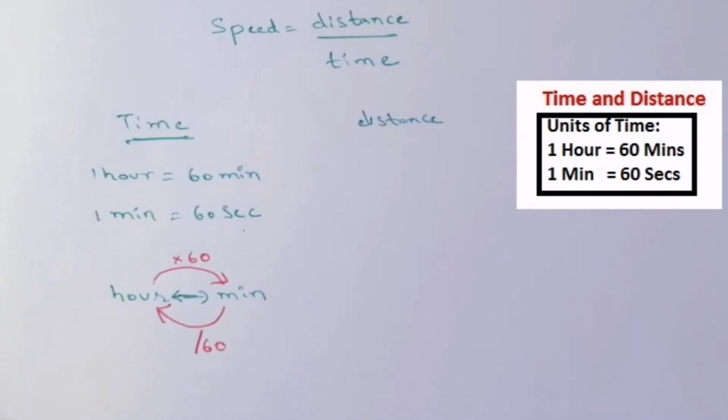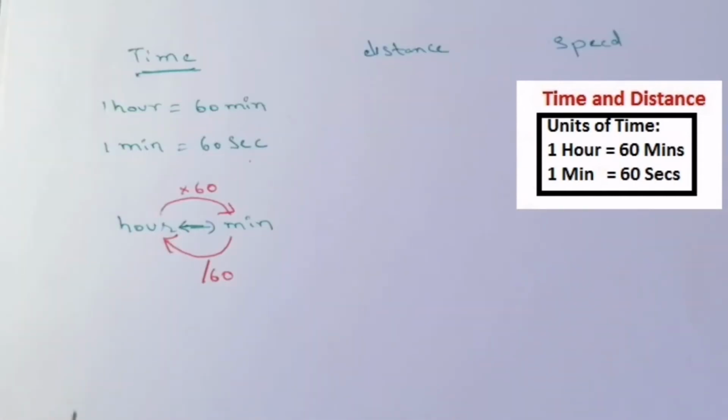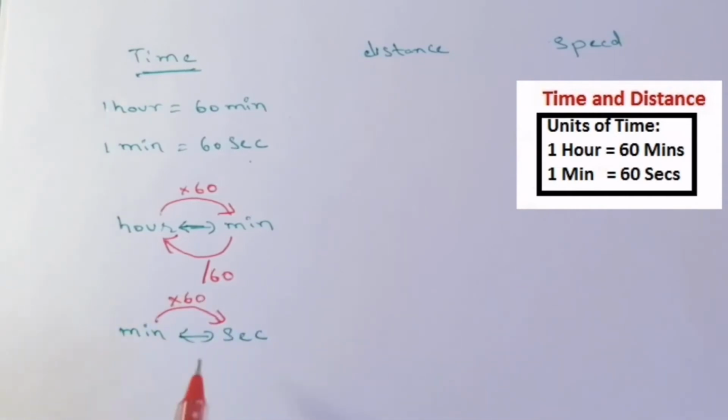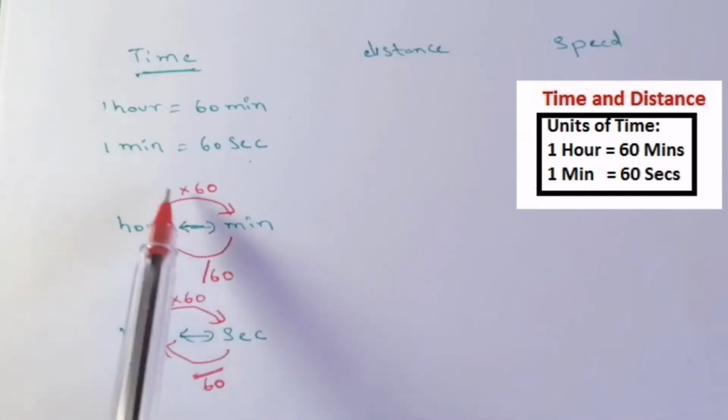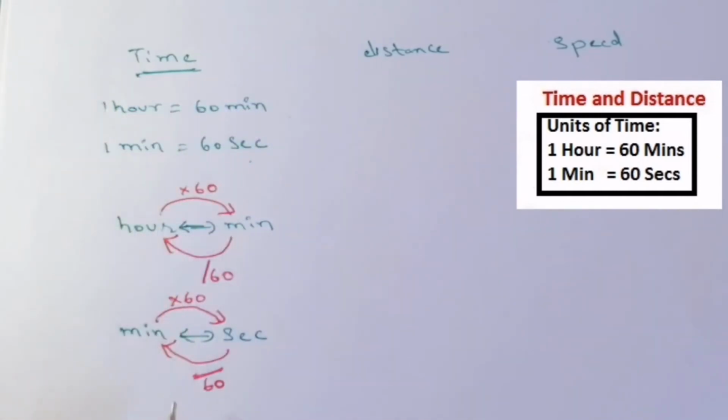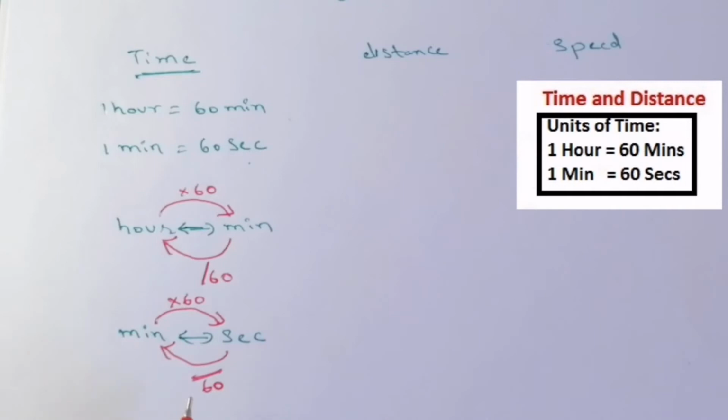Likewise, minutes to seconds, right? If we want to convert minutes to seconds, we have to multiply by 60. If we want to convert seconds to minutes, we have to divide by 60. Because of this basic principle, 1 hour equals 60 minutes and 1 minute equals 60 seconds, we have to do these things. So you should not be confused here, right?